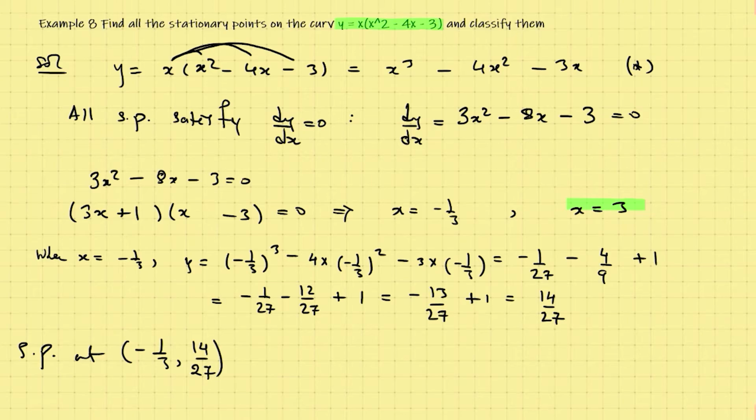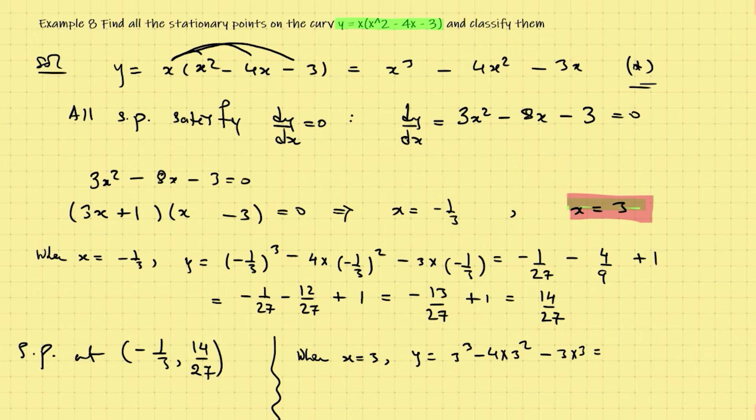Let me do it in a different color maybe. At x equals 3, what are we going to get? So let's do this here. When x equals 3, y is equal to, going back to the expanded form of our cubic, 3 cubed minus 4 times 3 squared minus 3 times 3, which is going to be 27 minus 4 times 9 minus 9, right?